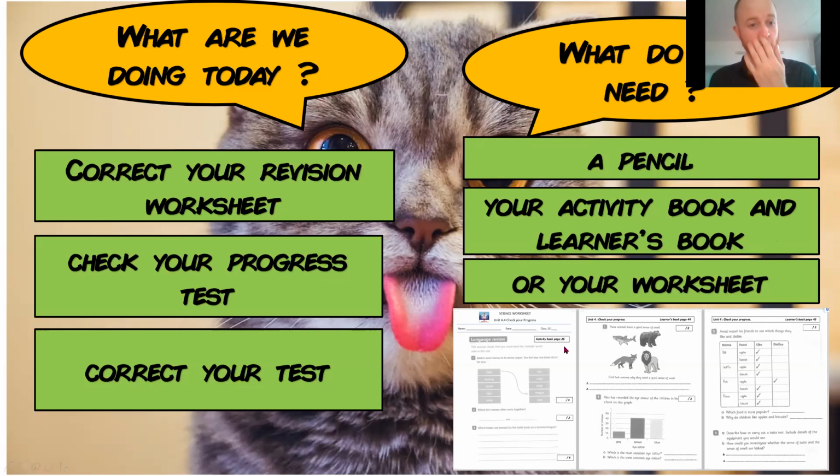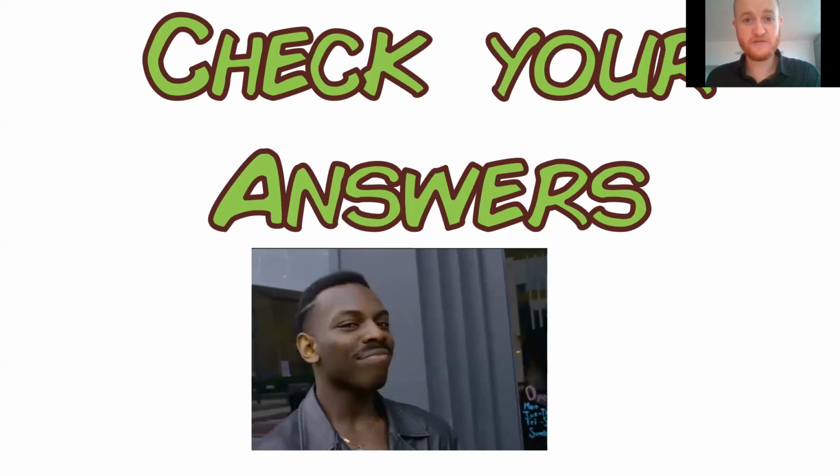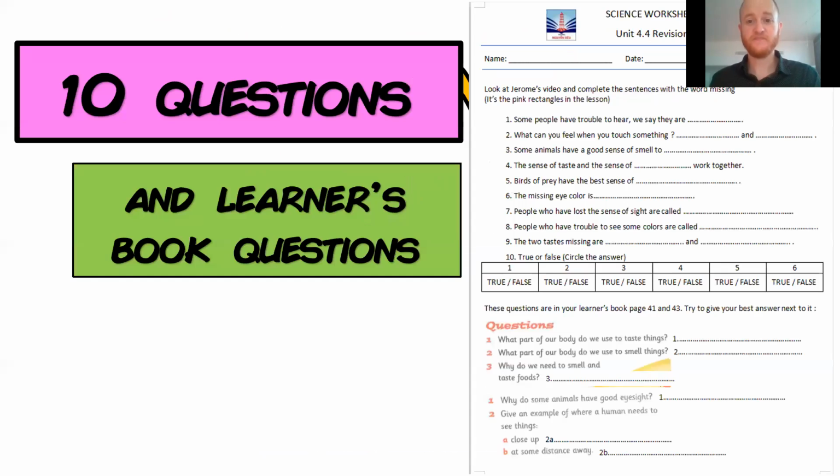It's the same. Okay, so first we are going to correct your revision worksheet and check your answers from yesterday's lesson. Remember, we had 10 questions here and a true or false at the end to fill with the presentation I did. And at the end, we had the questions from the learner's book, which were more open, but we're going to suggest some answers for this today. Okay, so you need to take back your revision worksheet and we are going to check your answers. If you haven't done the revision exercises yet, do it now before we correct it.